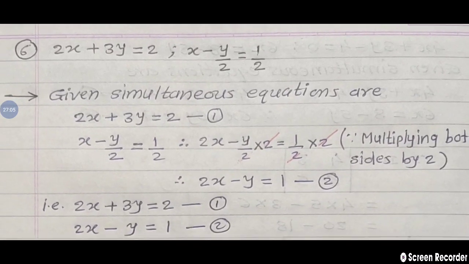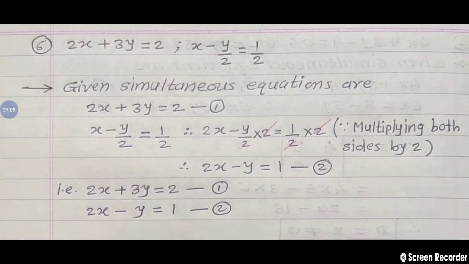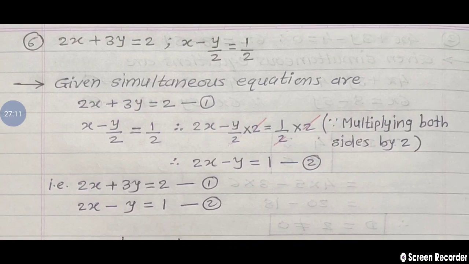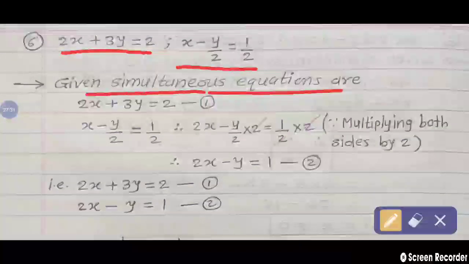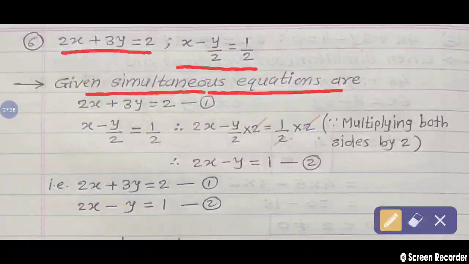Question, option number 6 is given here. What are the equations given? Check that. 2x plus 3y is equal to 2, and the second one is given, x minus y upon 2 is equal to 1 upon 2. Given simultaneous equations are: first equation is given in proper pattern, both terms x and y present on the left hand side of the equation, and is equal to a constant number. So equation 1 remains as it is.